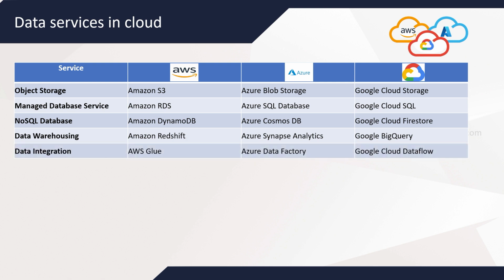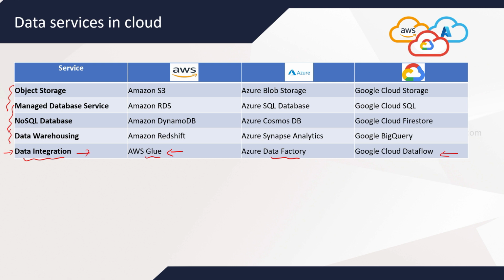Okay, and moving on, we have data integration. See, once we have the object store, the RDS store, and the data warehouse, you need something to load the data as well, right? So for data integration, we have Glue in AWS, Data Factory in Azure, and Cloud Dataflow in GCP. These are the services responsible for data integration, extraction, also called data ingestion.